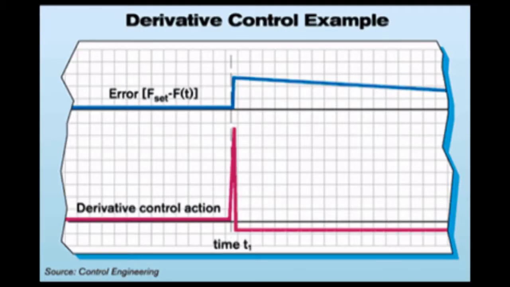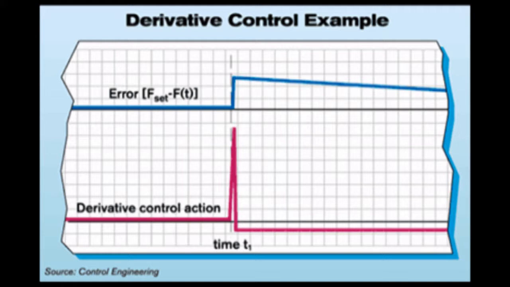The derivative component causes the output to decrease if the process variable is increasing rapidly. The derivative response is proportional to the change of the process variable. Increasing the derivative time parameter will cause the control system to react more strongly to changes in the error term and will increase the speed of the overall control system response.